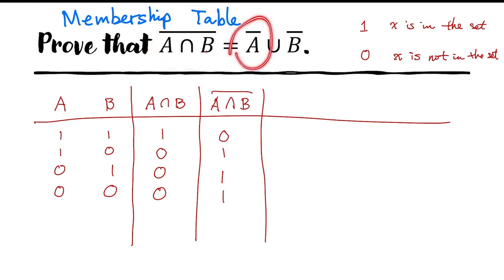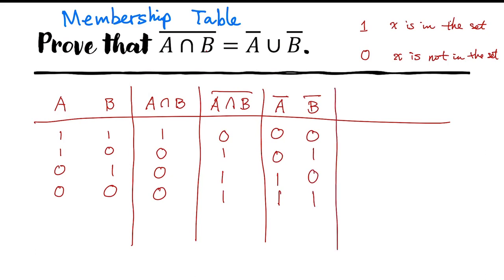Now we will look at A's complement union B's complement. So we look at A's complement. So that will be the complement of A. So you will get 0, 0, 1, 1. And then we also have B's complement. Then we have 0, 1, 0, 1. And then we will take the union of the complement of A and the complement of B.